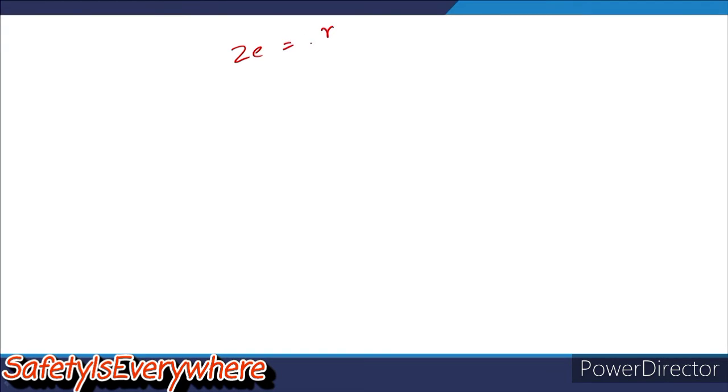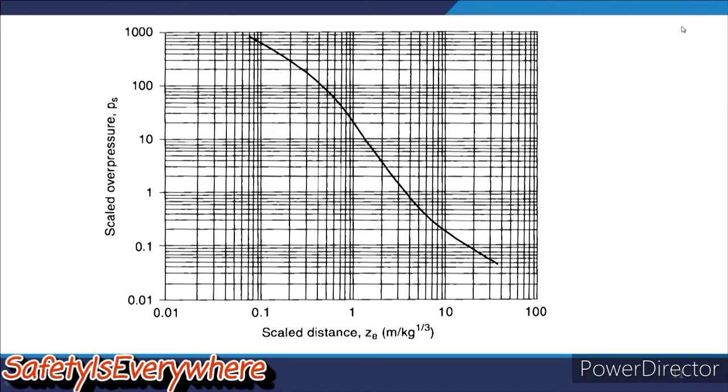So we need to calculate the scaling parameter, which we can determine with the use of this particular equation. So ZE is equal to R upon m TNT to the power 1 by 3, which is equal to 30 meter, because 30 meter is given in your problem, divided by 1 kilogram of TNT, which is coming out to be 30. Now if we go back to this particular plot, we have calculated ZE is equal to 30.